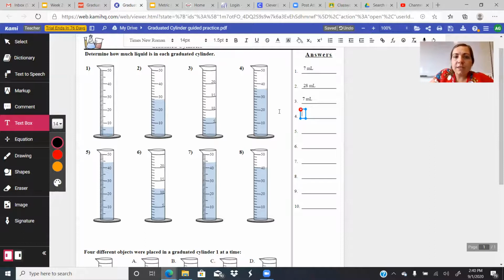Number 4, 10, 20, 30, 40. Okay, so let's just say I can't figure out what the tick mark is. Is it 1? Is it 2? Is it 5? So I'm just going to try. If I start from 30 and count by ones, do I get to 40 by counting the tick marks? 30, 31, 32, 33, 34. This should be 35 if each tick mark stood for 1. So let's try 2s. 30, 32, 34, 36, 38, 40. It does. So each one is worth 2. So 32, 34, 36. So this is 36 milliliters.